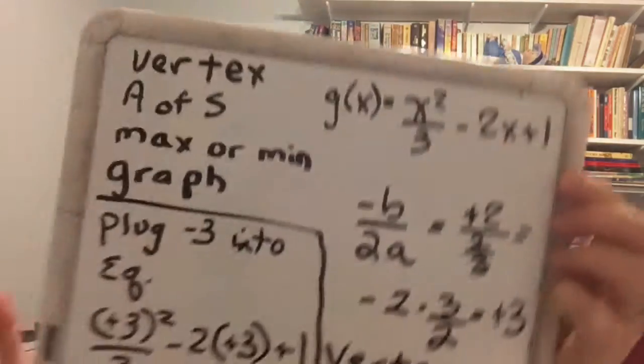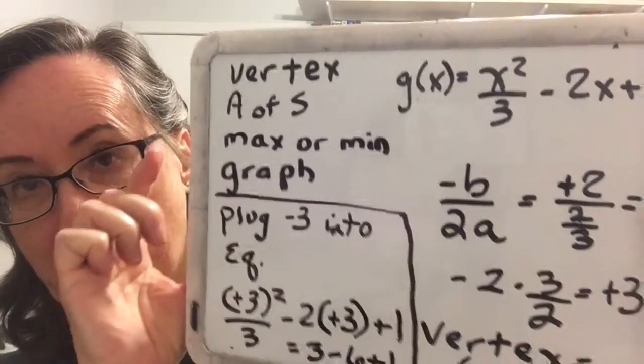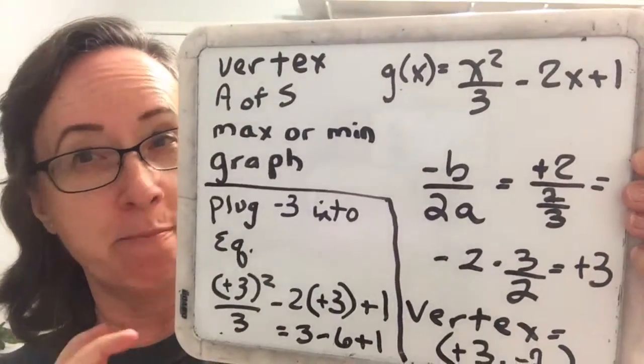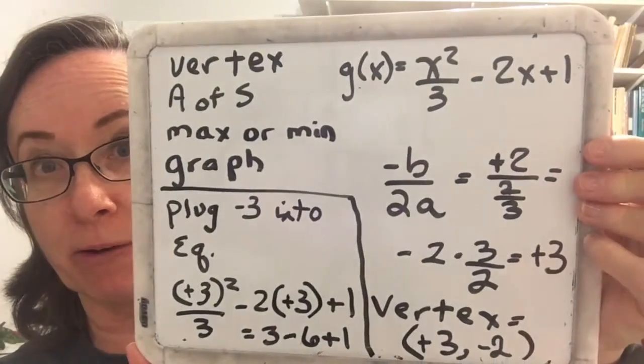So our first problem is number 10. And we are supposed to find the vertex, the axis of symmetry, whether we're talking about a minimum or a maximum at the vertex, and then we're supposed to draw the graph.